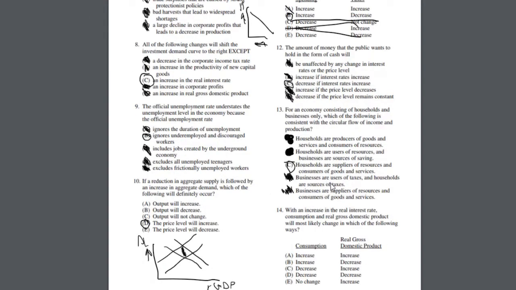With an increase in the real interest rate, consumption and real gross domestic product will change in which of the following ways. So with an increase in real interest rates, you're going to decrease the amount of loans you take out, because interest is basically what you pay on a loan. Higher interest rates on a loan mean you're going to have to pay back more money. So you're not going to want to spend your money willy-nilly. So we know that consumption will decrease.